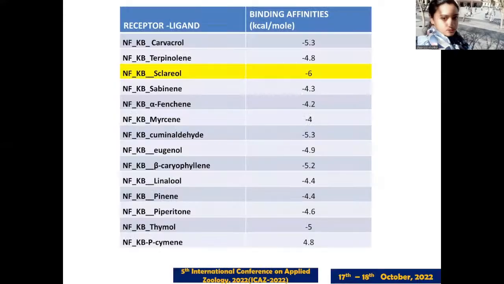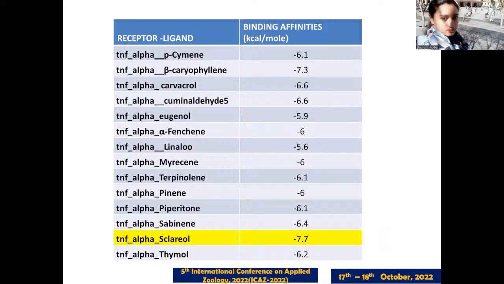In the first result, you can see the receptor-ligand interaction of NF-kB with our targeted ligands or compounds of the Artemisia absinthium, and you can see that the best result was obtained between NF-kB and secretiole, which gives the best binding energy, or you can say binding affinity. And next, these are the binding interactions of TNF alpha with our target ligands, and you can see that secretiole gives the best docking score with TNF alpha, and out of the 14, almost all compounds give binding interaction with TNF alpha.